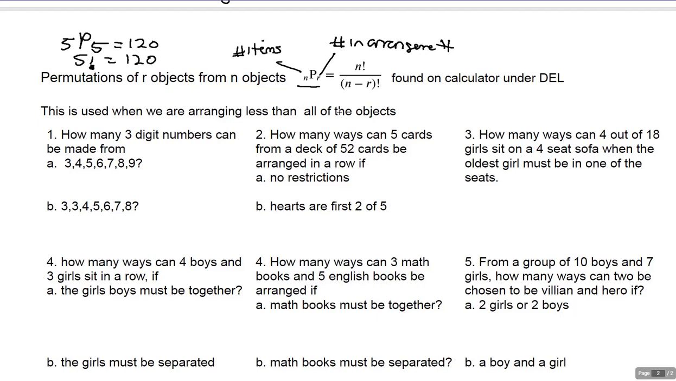So, for example, I'm going to make a 3-digit number out of these numbers. How many numbers do I have to choose from? 7. I'm going to arrange them in the groups of what? 3. Because it's a 3-digit number, right? How many different ways could that happen? 210.